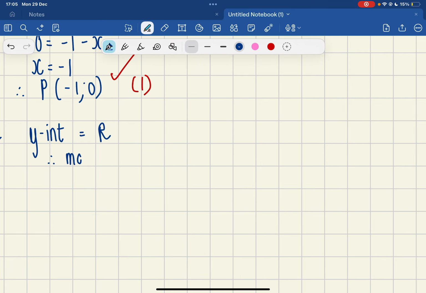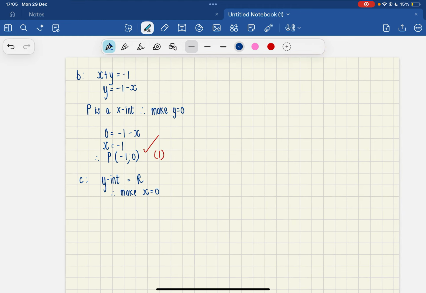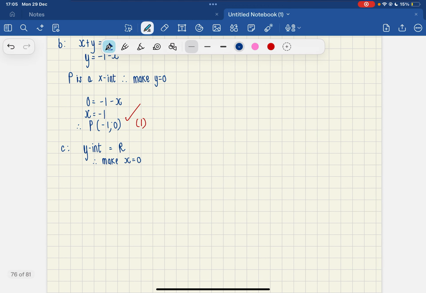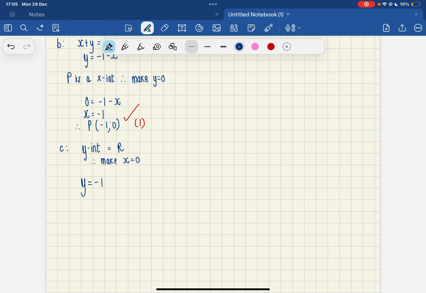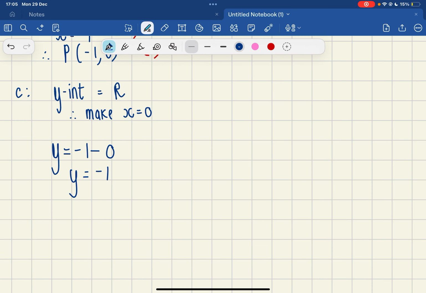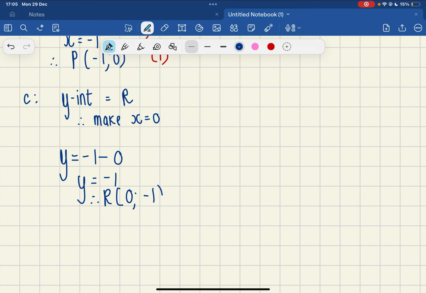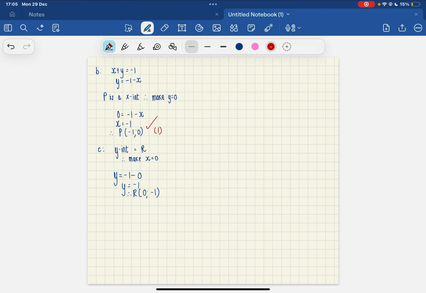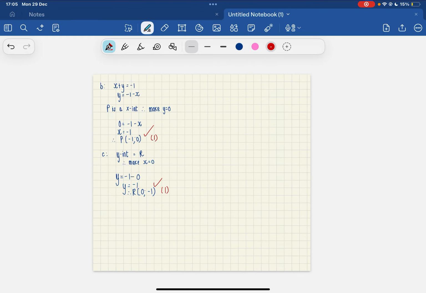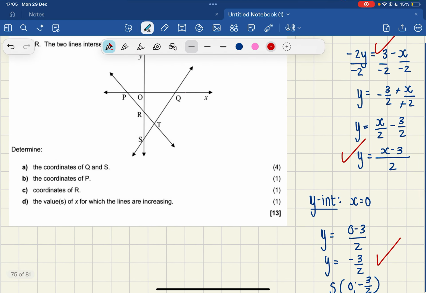Therefore, make x equal to 0. As such, y is equal to negative 1 minus 0. Y is equal to negative 1. Therefore, R is equal to 0, negative 1. That's your R coordinate. Easy, 1 mark. Moving on to the next one. We found the coordinates of R.